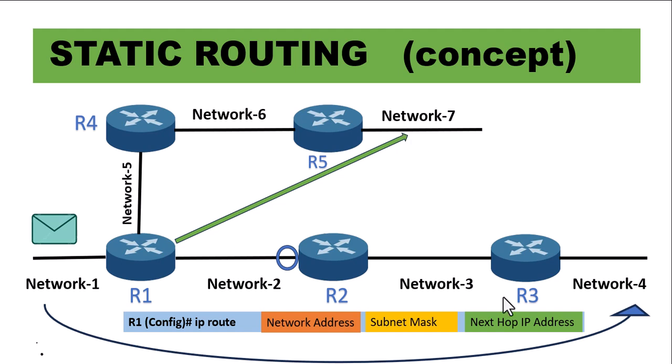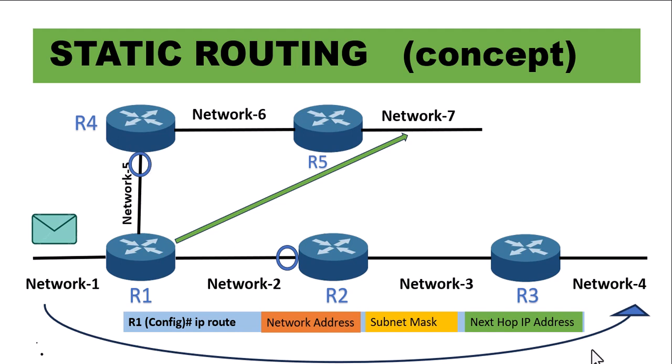So what is the next hop IP address for this network? This port will be the next hop IP address for network 7 as well as for network 6. If any traffic wants to move towards network 6 or network 7, the next hop IP address will be the IP address of this port connected to R4.